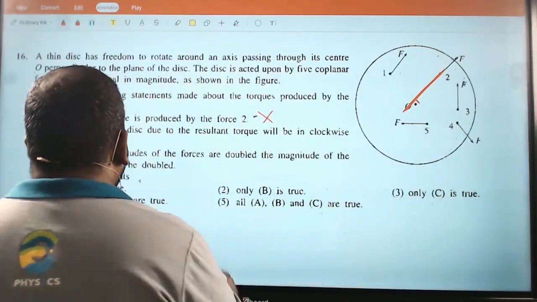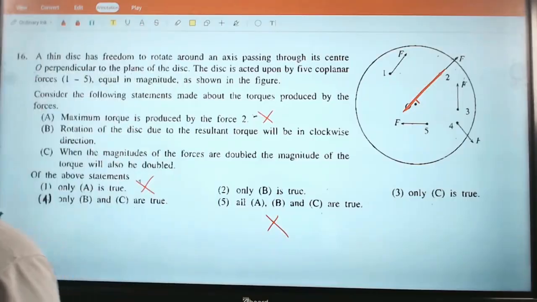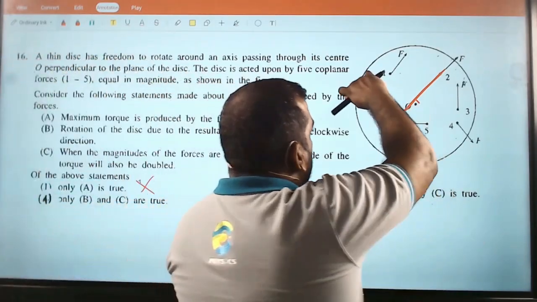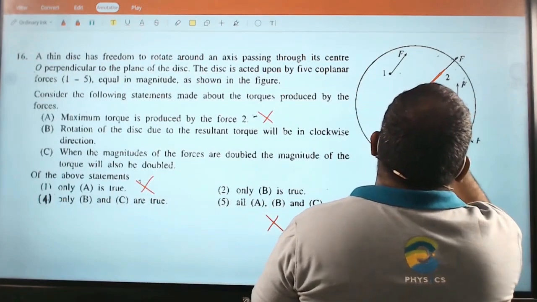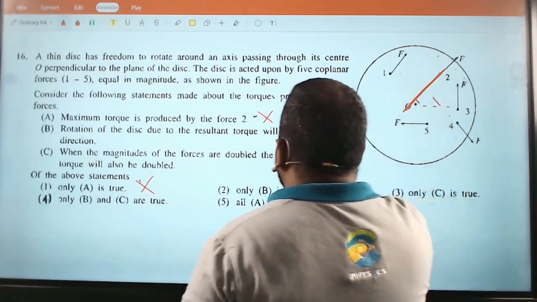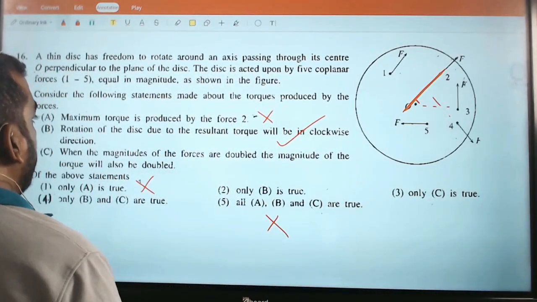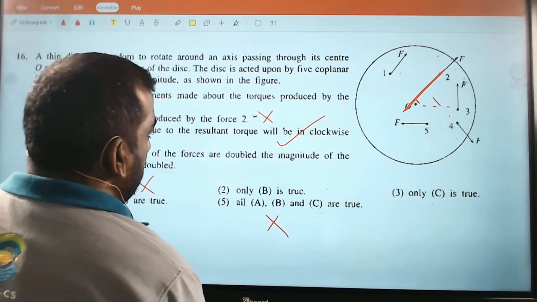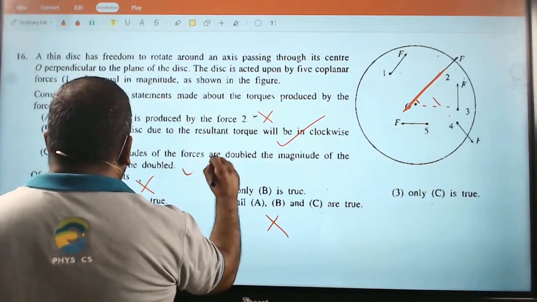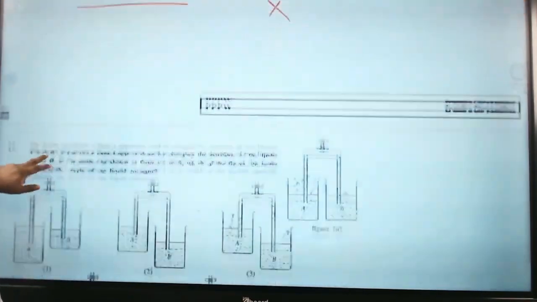A is wrong. B: Rotation of the disc due to the resultant torque will be clockwise. The majority is clockwise, correct. C: When the magnitude of the forces is doubled, the magnitude of the torque will also double. So if all the forces double, torque also will double. B and C are correct. Answer is answer number 4.